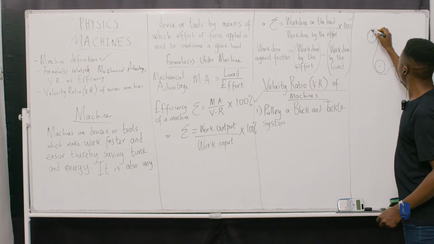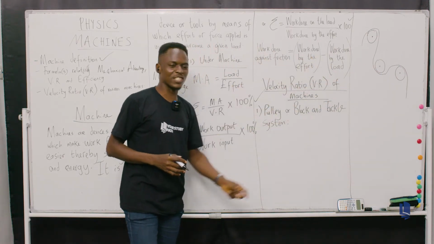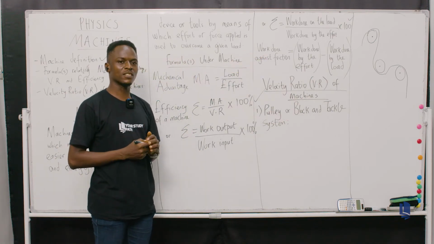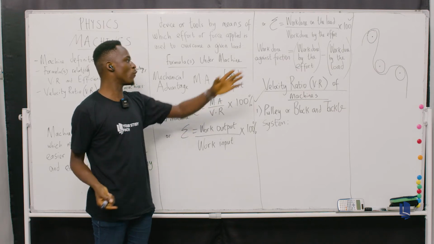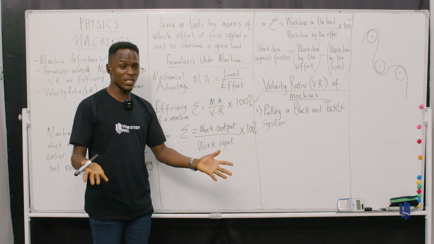Pardon my diagram, just help me manage it. Now, assuming we have a machine that has these pulleys attached to it, your job is to figure out what the velocity ratio of this machine would be. And how do we easily pick it?